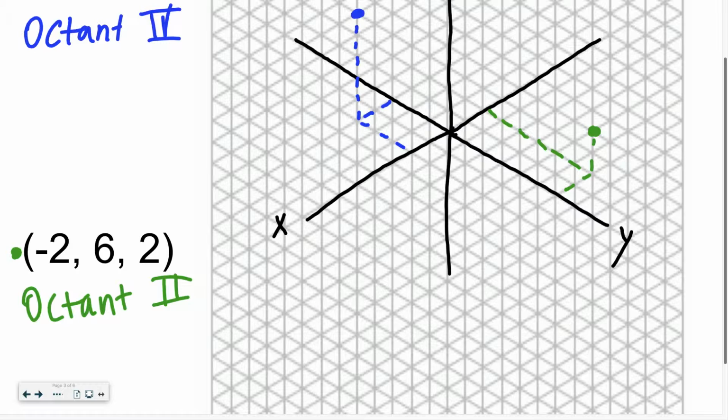Part of your assignment will be to name a point. Part of your assignment will be to plot a point, and either way, you're going to need to tell me the axis, the plane, or the octant in which it lies. Okay? That will be a part of your test. Also, name a point, plot a point.